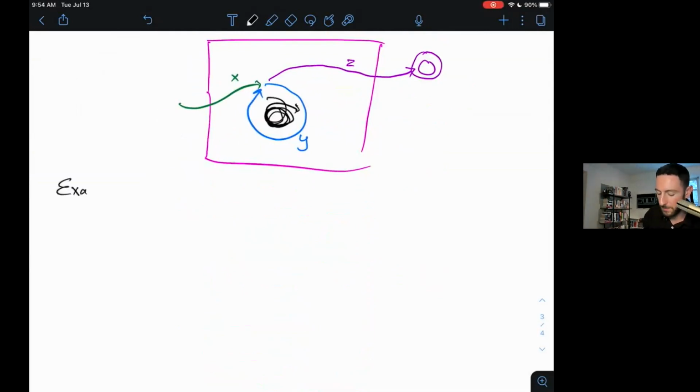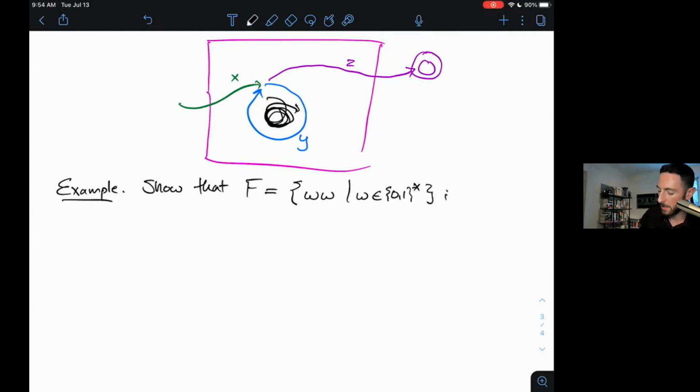So here's an example using the pumping lemma. Suppose we want to show that the language F, such that F is the set of strings WW, where W is a particular string over the alphabet {0,1}*. Let's just write {0,1}* for Sigma. We want to show that F is non-regular.